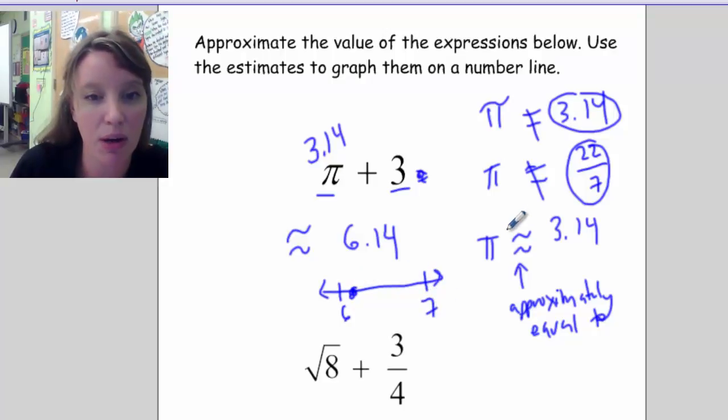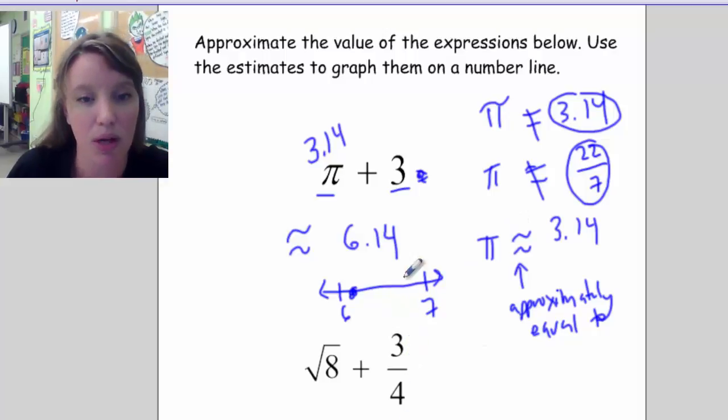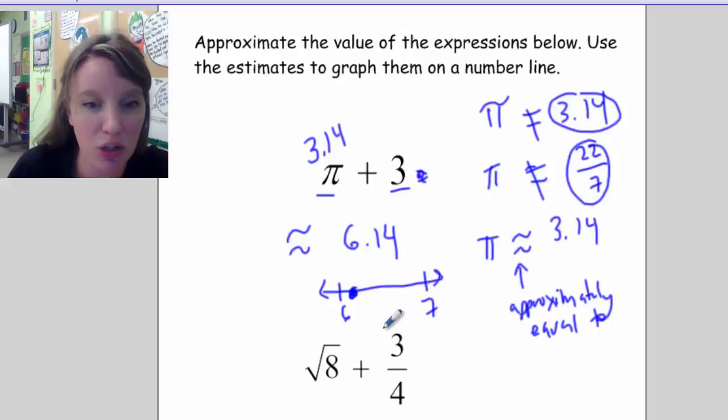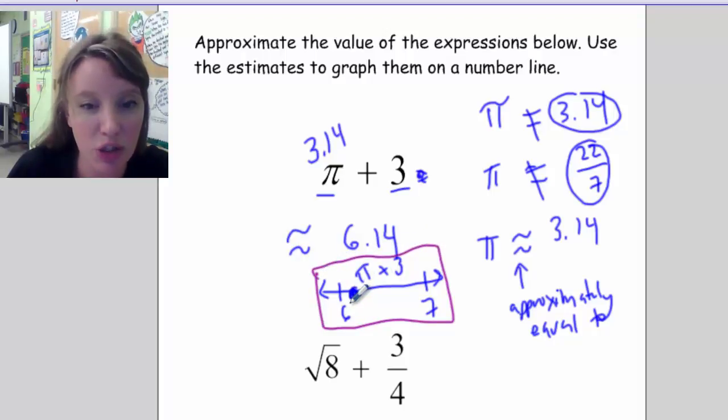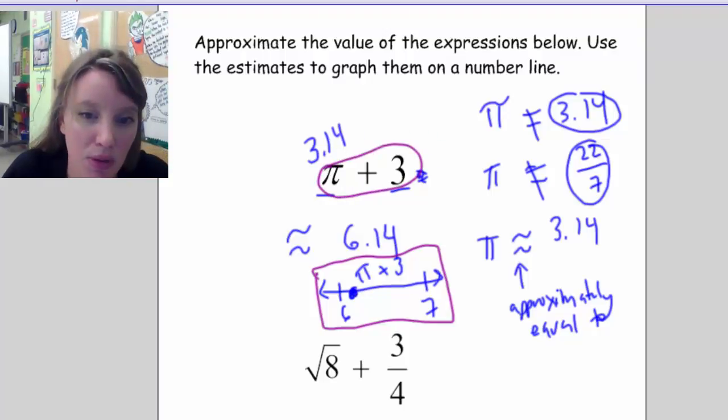Now when I graph it on a number line, I do not want to write 6.14. I want to write the original expression that I was given. So if I'm asked to graph this, then I put a dot where I think it should go and I write pi plus 3. Because you're using 6.14 as an estimate of where the location should be, but the thing that you're actually plotting was the original expression. Okay?